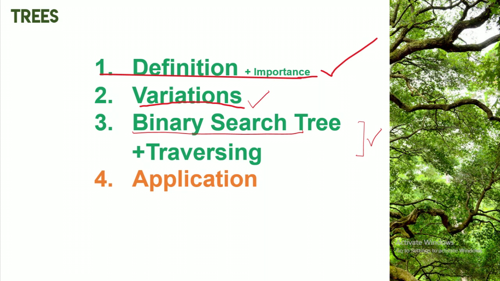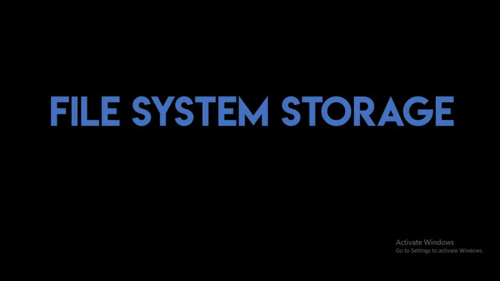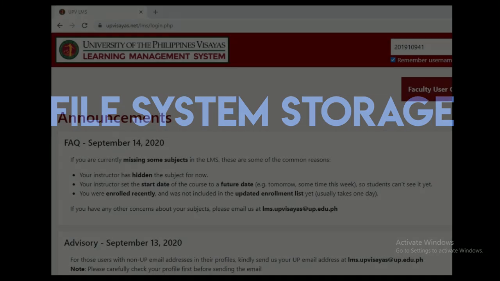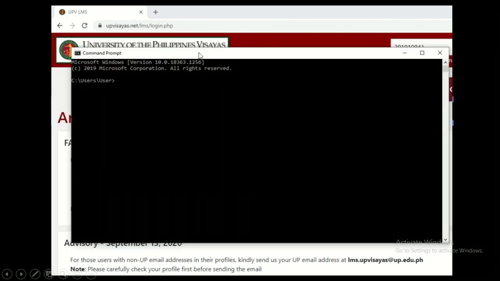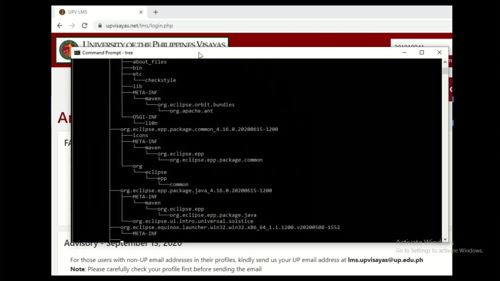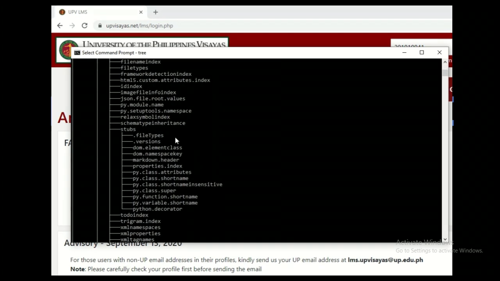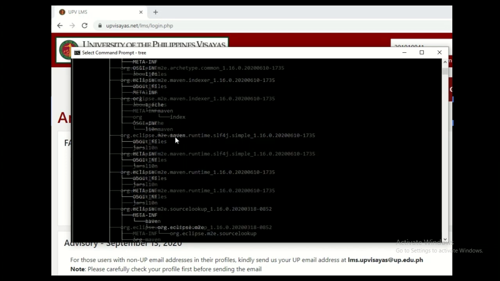I've mentioned some of these before in the earlier part of this video, but now since we have some deeper understanding, it's helpful if we go back to this so we would be able to clearly drill in our heads its practical application in real life. One of these is file system management. As you can see, when I type in tree in the command prompt, we could actually see a visualization of our files in a tree data structure.